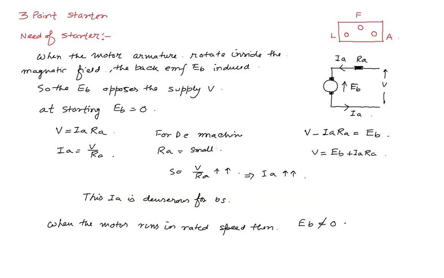What is our motto? Our motto is to increase the resistance at the stop position. When initially EB is equal to 0, it is very dangerous, as Ia is very high. When EB is 0, then V minus IaRa is equal to 0, so V is equal to IaRa. As RA is very small, Ia is equal to V by Ra. As Ra is very small for a DC motor, Ia is very high.